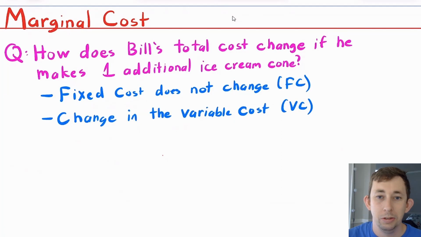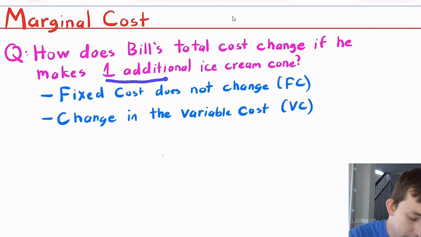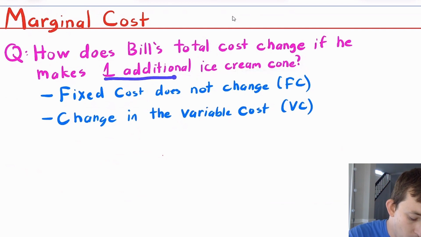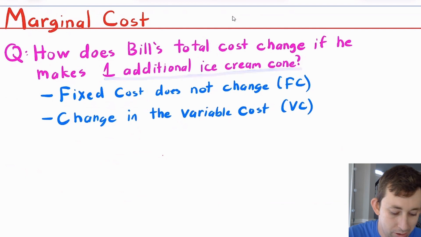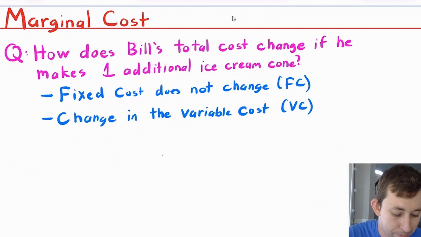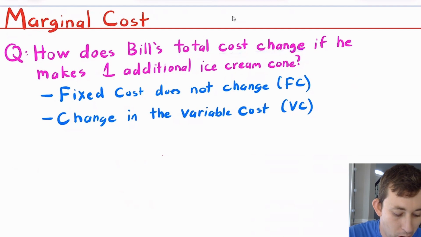Now we're going to ask the question of how much Bill's total cost changes if he makes one additional ice cream cone. So remember in economics, anytime you see one additional ice cream or one additional something, we're talking about the margin, a marginal something. What is the marginal something? We're asking what changes. Well, we're saying that the total cost is changing, so this must be the marginal total cost, which we just call the marginal cost.